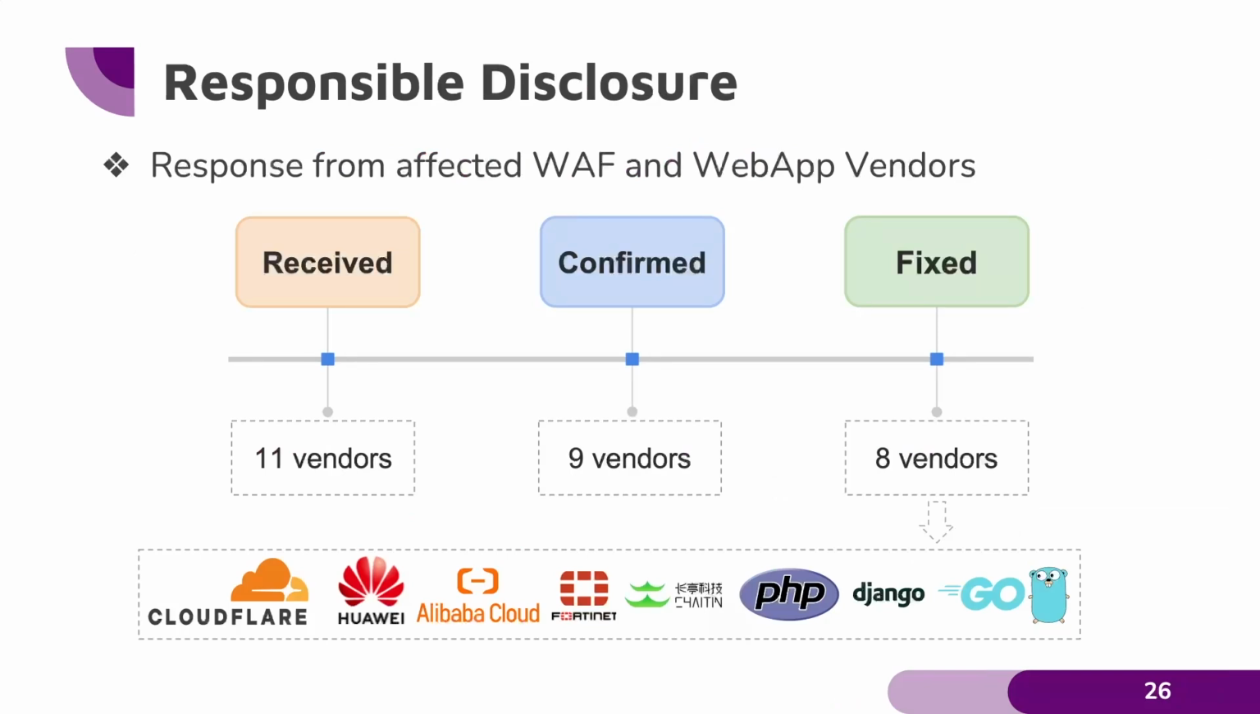After we discovered these evasion cases, we soon reported them to related vendors. Specifically, when the root cause is that the web app didn't follow the standards, we choose to report to the web app framework. Until now, 11 vendors have received the reports and 9 vendors have confirmed, with 8 vendors fixed.